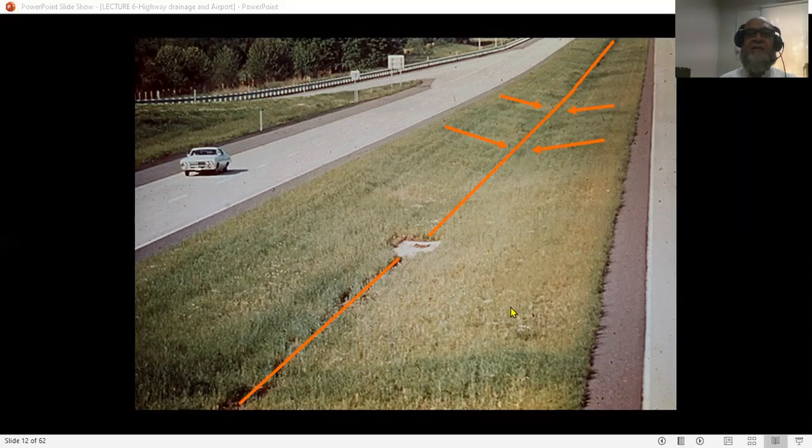So this is the channel. This is a road with a median channel, as you can see. This is a two-way road. This channel will take in water from this side of the road as well as from this side.